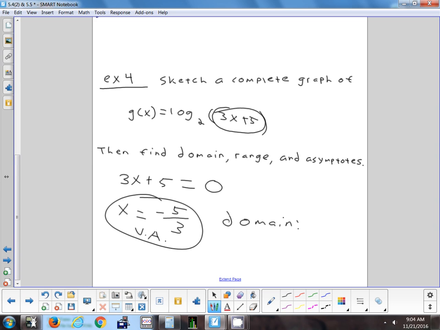So since that point worked, all points that are bigger than negative 5/3 work. Right? So the domain is everything bigger than negative 5/3. If you want to double check, try a number smaller. Try negative 10. That's a lot smaller. 3 times negative 10 is negative 30, plus 5 is negative 25. You can't take the log of negative 25. Okay, so we've got to pick numbers bigger than negative 5/3.